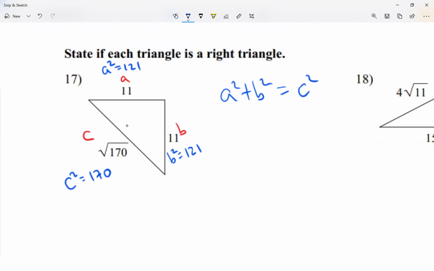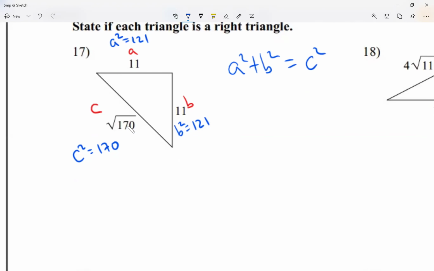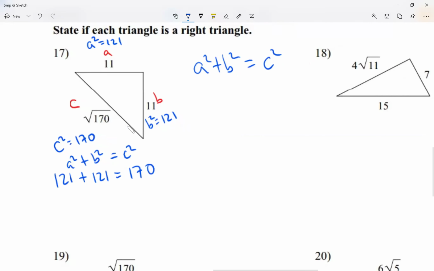Remember I said that radical and the square kind of undo each other? I said that last week. So I know my a squared, my b squared, my c squared. Remember, I have to go a squared plus b squared equals c squared. So what I'm asking here is, 121 plus 121, is it equal to 170? I'm asking a yes or no type of question. No, it's not. So therefore, this is not a right triangle.